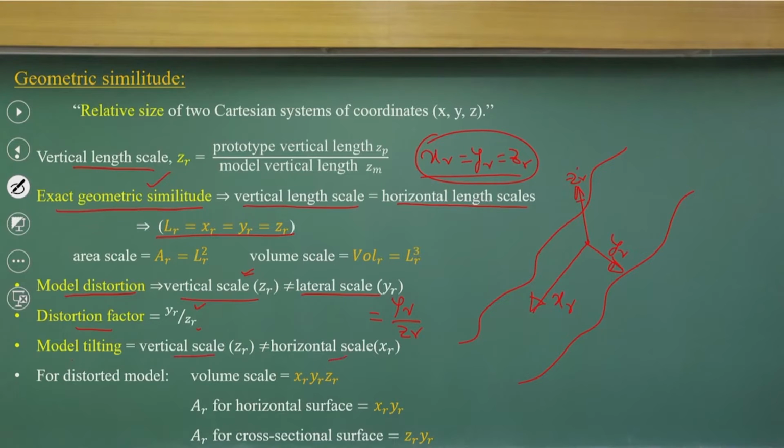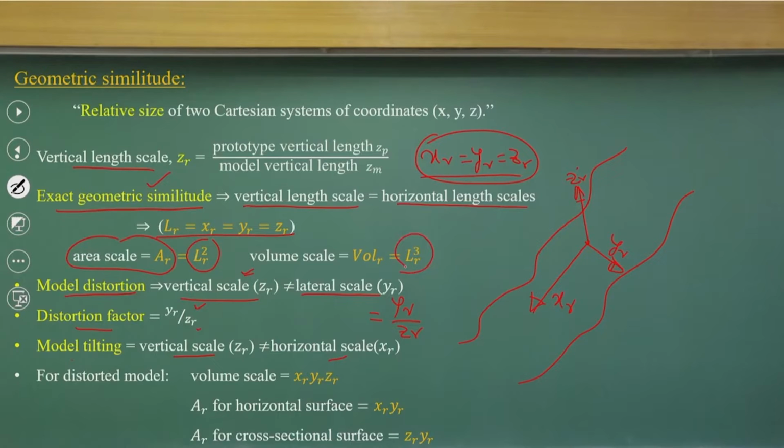In this case, if you want to estimate the flow area, in the case of exact geometric simulation, the area ratio will be the square of the length ratio. The volume ratio will be the cube of the length ratio, but that is what will be substituted.